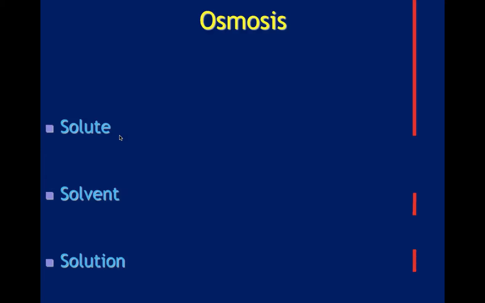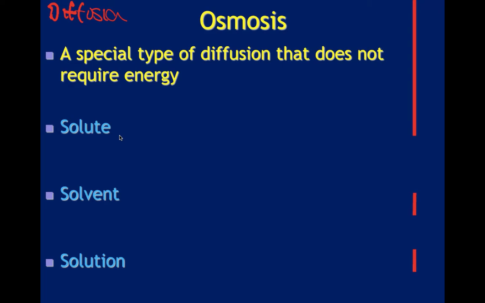So let's get started. The last day we looked at diffusion, and when we talked about diffusion, we said it was the spreading out of particles, moving from an area of high concentration to an area of low concentration along a concentration gradient. Well, osmosis is a special type of diffusion, and just like diffusion, it doesn't require energy. So in your head now you should be thinking, is this active transport or is it passive transport? And hopefully you've said that it's passive transport.